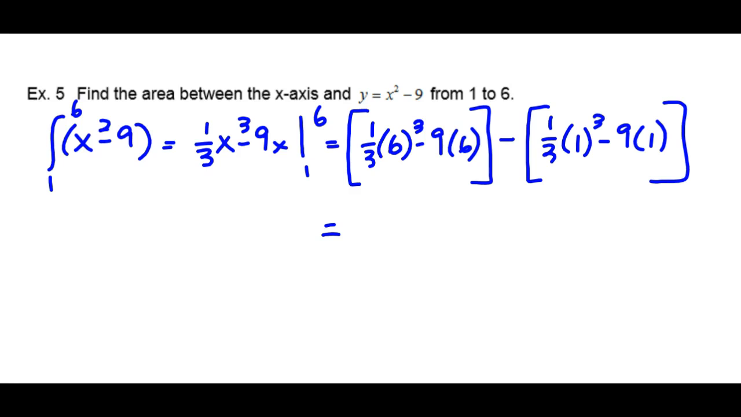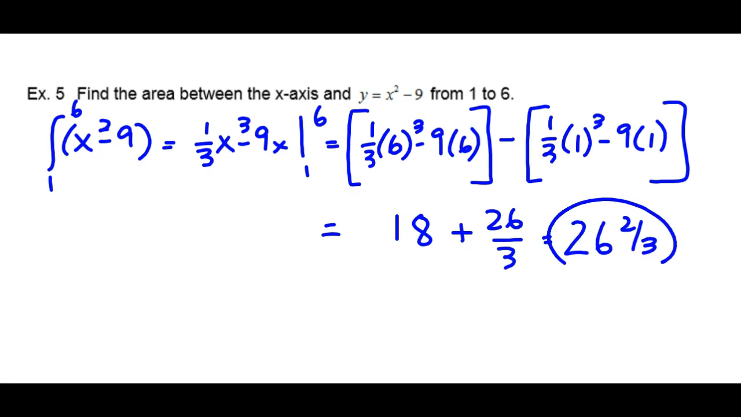And when we simplify that, we have 18 plus 26 over 3, because this was minus a negative 26 over 3, giving me a final answer of 26 2/3.